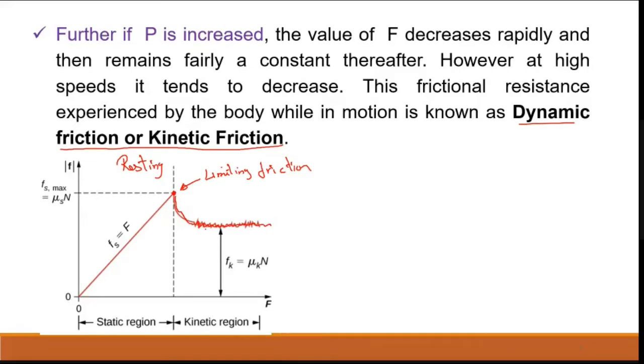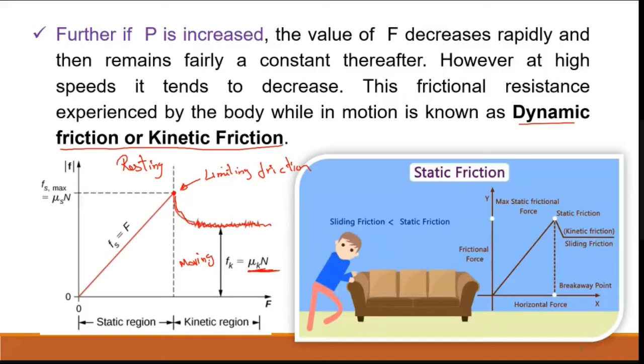Or there is a small change, right? That friction we call kinetic friction. So this is movement, your object is moving. So simply we can also draw it like this. Sliding friction is always less than your static friction. This is my maximum limit.